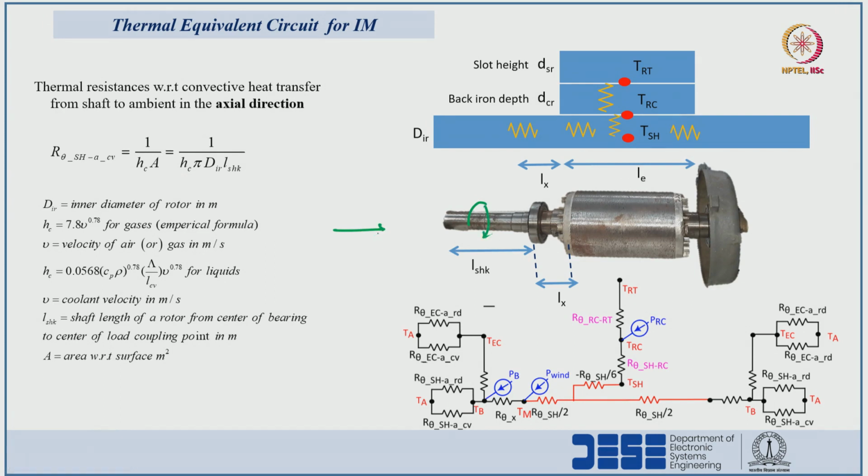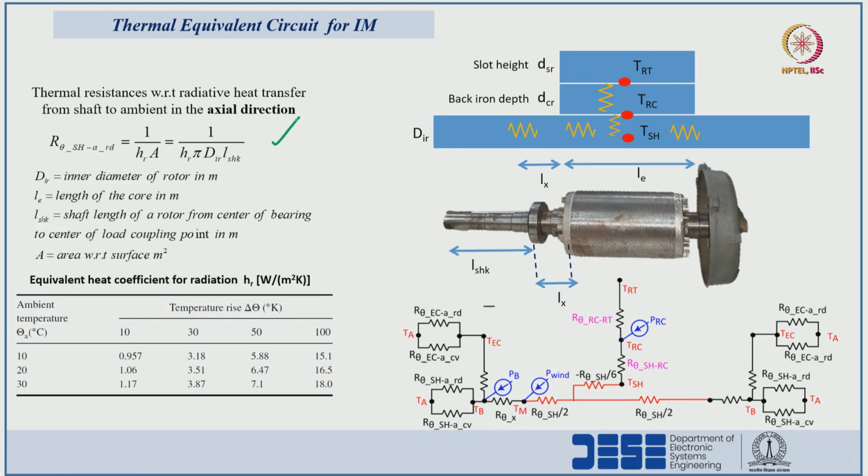y axis and length with respect to the x axis, that is L SHK, shaft length from the center point of the bearing to the end of the shaft point, that will give the length of this portion. So, if we multiply the x axis length and the y axis length, which is nothing but pi into Dsh, then we will get the surface area, which is related to the convective as well as radiative heat transfer. So, these two resistances we can calculate by utilizing the convective heat transfer equation as well as the radiative heat transfer equation.